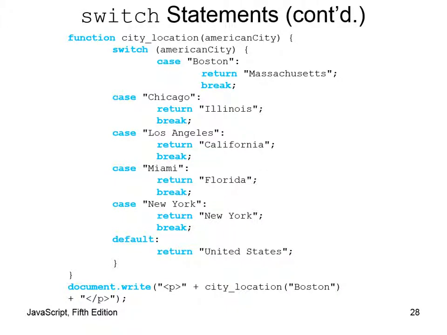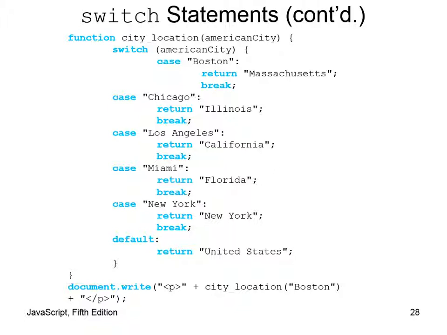So here's how you do it. Function, city location, switch. We're looking for this American city, which is that same variable that we're trying to define in our expression, right? Case, which should have been over here. Boston, return Massachusetts. Break. Did it meet Boston? If it didn't, then it breaks, goes to the next one. Was it Chicago? Nope. Was it LA? Nope. Was it Miami? Nope. Was it New York? Nope. Somewhere in the United States.